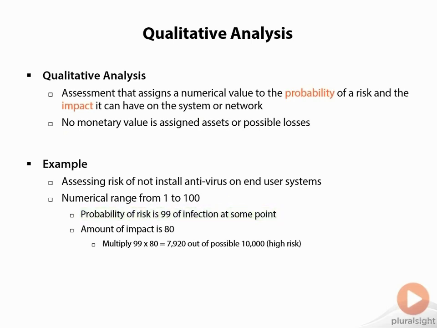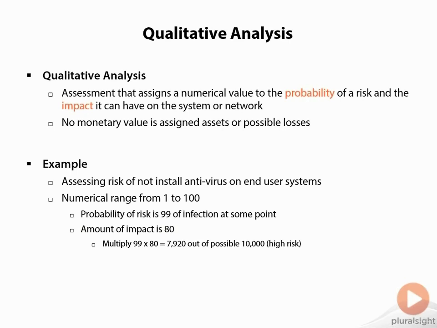The amount of impact, we'll rank that at an 80. Again, arbitrary, because there's a 20% chance that our systems would still be functional even if we caught a virus, or a piece of malware or whatever. So we may be able to actually still do some work, but it's going to be significantly slowed down.